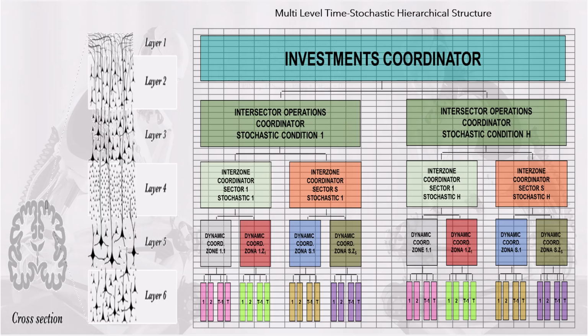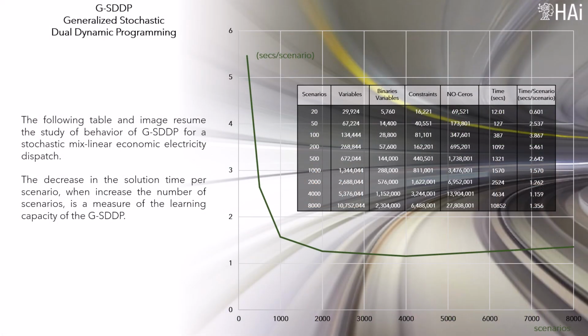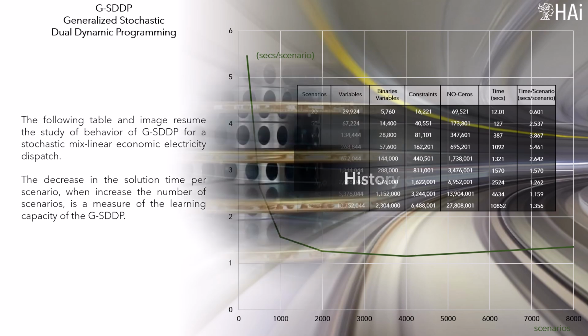The image can be associated with the vertical connectivity of an artificial brain to face the design problem of a global multi-business organization. The following table and image resume the study of behavior of GSDDP for a stochastic mixed linear economic electricity dispatch. The decrease in the solution time per scenario, when increasing the number of scenarios, is a measure of the learning capacity of the GSDDP.